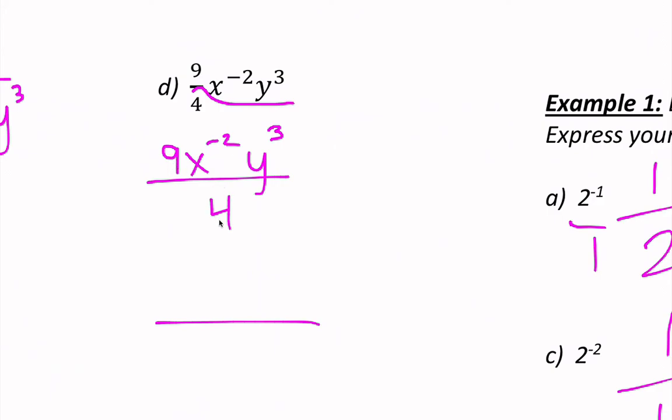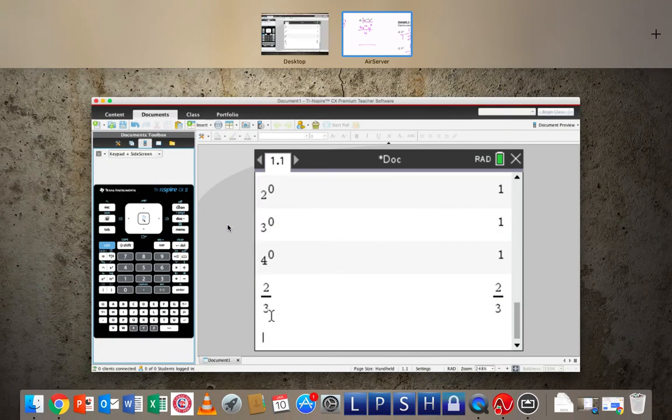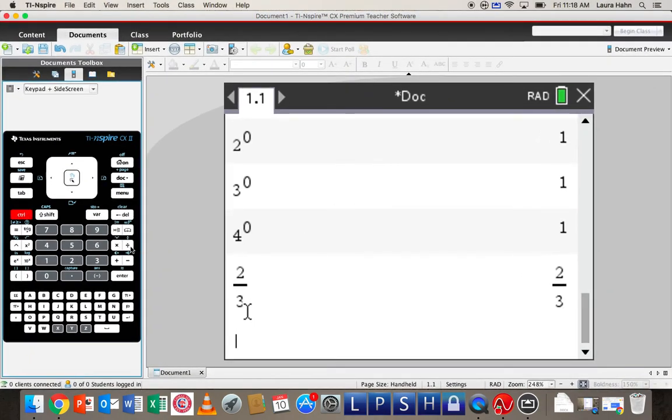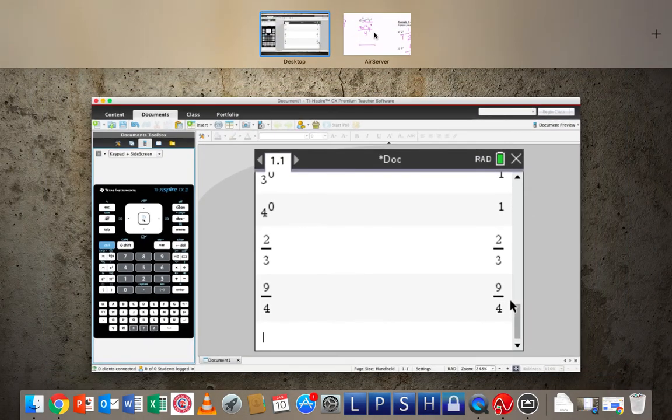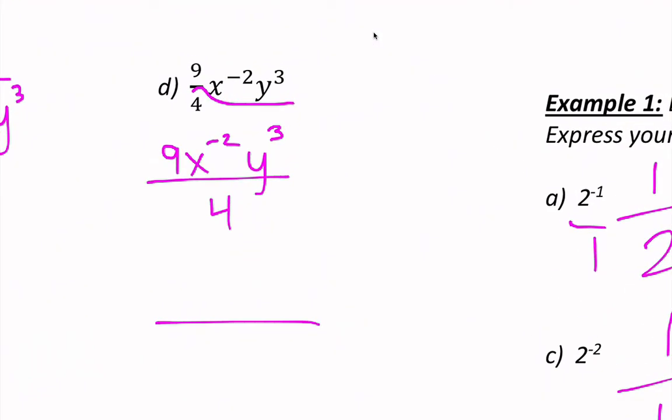I see a 9 on top, a 4 on bottom. Neither one of them have an exponent. So let's see, does 9 divided by 4 simplify? Notice it stays the same, which means it does not simplify. There is no number other than 1 that will go into both of them. So I'm going to leave my 9 on top and my 4 on bottom. And then I like to work in alphabetical order.